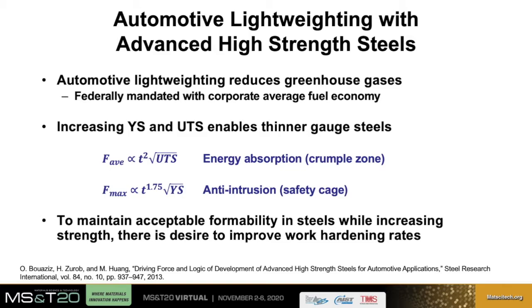characteristics of the vehicle. The equations reported by Abuaziz, shown here, suggest that we must increase yield strength and ultimate tensile strength if we want to reduce thickness while maintaining energy absorption and anti-intrusion characteristics. A further challenge is that new steels must exhibit acceptable work hardening characteristics so that they're formable.